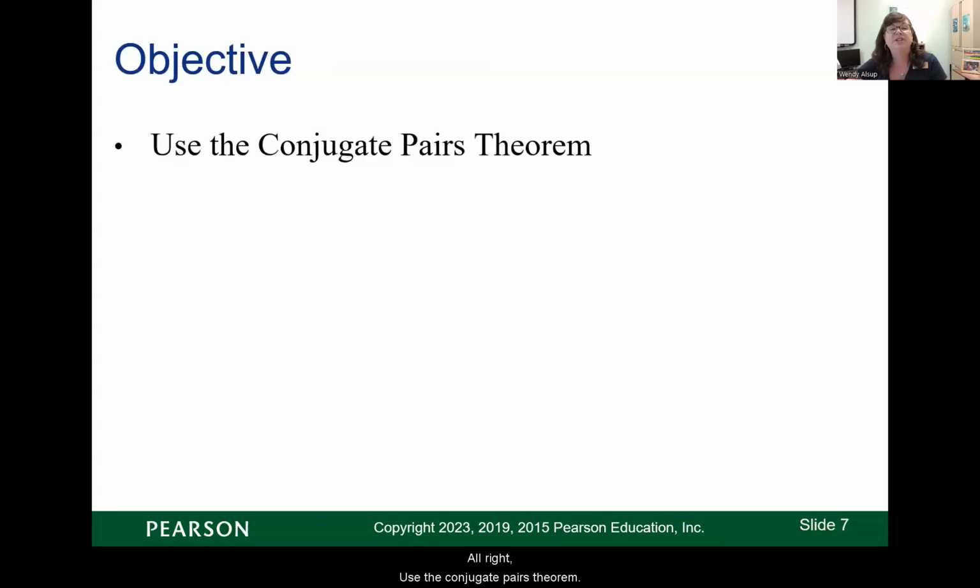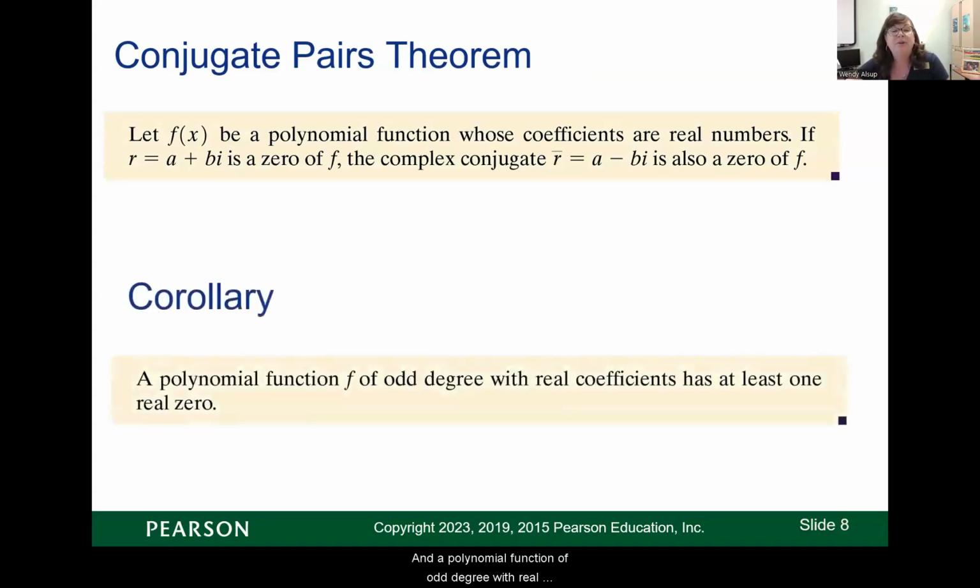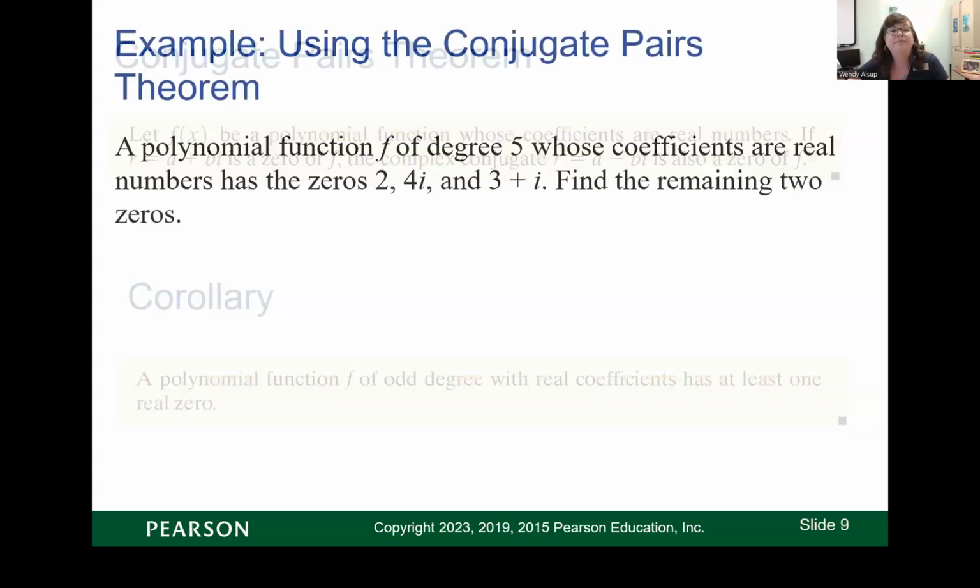All right. Use the conjugate pairs theorem. Here's what I want you to know today. If you have a zero that is a complex number, a plus bi, then its conjugate, a minus bi, will also be a zero. And a polynomial function of odd degree with real coefficients has at least one real zero, but all of them are going to have at least one complex zero.